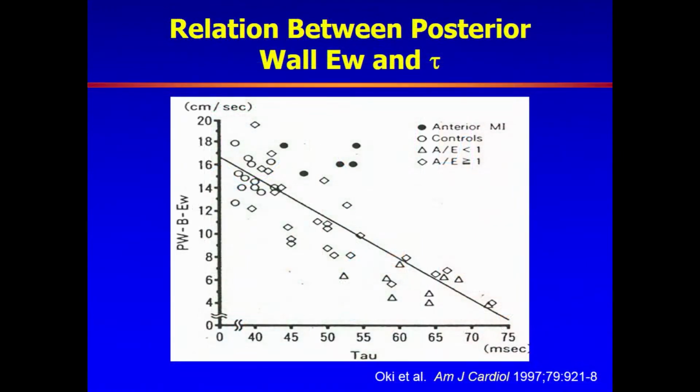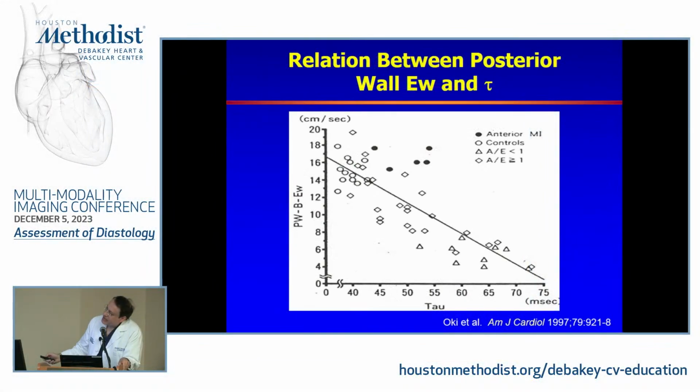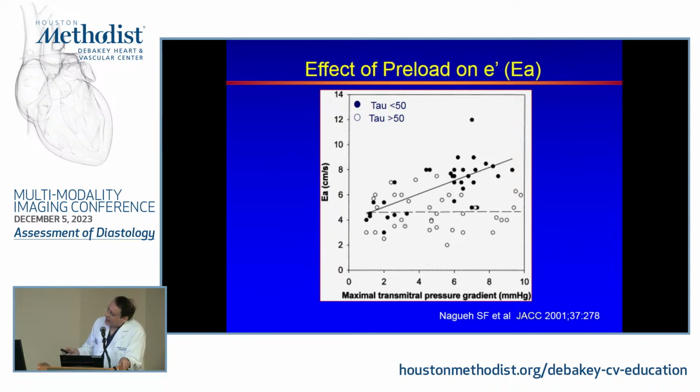There are data to show that the E prime velocity is related to left ventricular relaxation. This is the time constant of LV relaxation measured by a high fidelity pressure catheter, and we see here the E prime velocity measured at the base of the posterior wall. With longer relaxation, a longer time constant, the E prime velocity is reduced. So there is a significant correlation that you see here, an R value of about 0.7.